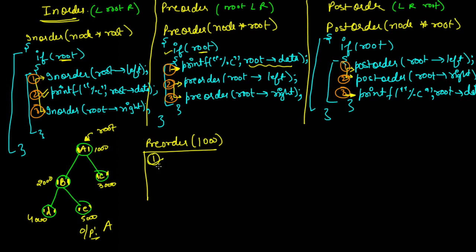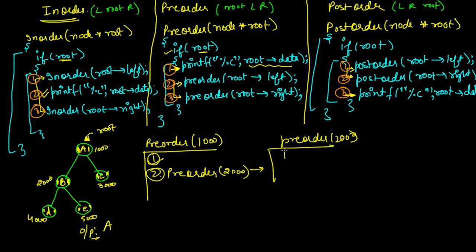Okay, and after that it is going to execute line number 2, and in line number 2 we are going to call preorder on the left child. The left child has the address 2000, so it is going to call preorder 2000, right? So after this we have to find what is preorder 2000. When we called preorder 2000, it is going to execute line number 1, and line number 1 is saying print the data which is present at location 2000, therefore it is going to print B.